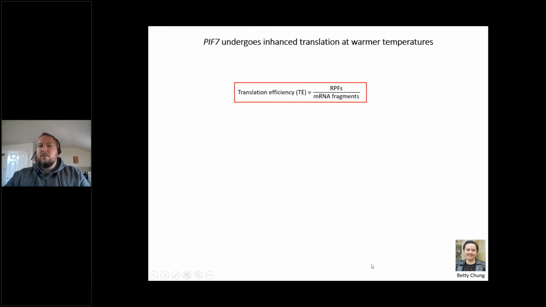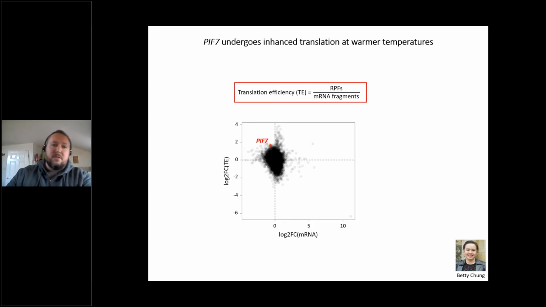And then, because we were specifically interested in translation, Betty normalized the ribosome protected fragments by the number of RNA fragments to specifically only look at the translational effects. And this is exactly what is plotted here. You see on the y-axis the fold change in translation efficiency between 27 and 17 degrees. And that is plotted against the fold change in mRNA levels. So everything that's shifted along the y-axis shows clear changes in translation efficiency in response to temperature. And among these genes, we found PIF7 to be enhanced at the translational level.